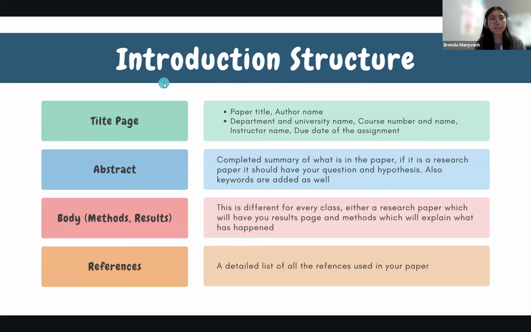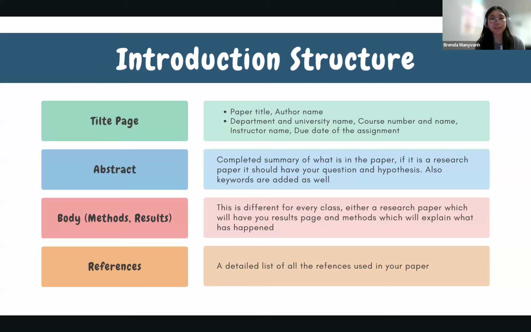And then after your title page, you're going to have your abstract, which is a complete summary of what is in the paper. If it is a research paper, it should have the question and hypothesis included in there. And most times, abstracts are within 150 to 200 words. So it's not very long, just a quick summary. And then following your abstract is where you're going to get into your main essay or your main body paragraphs.